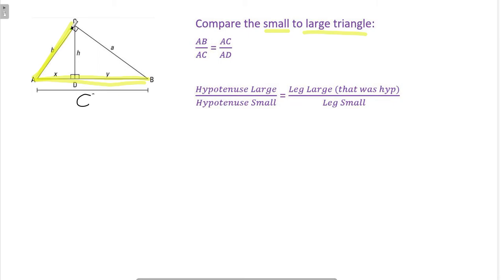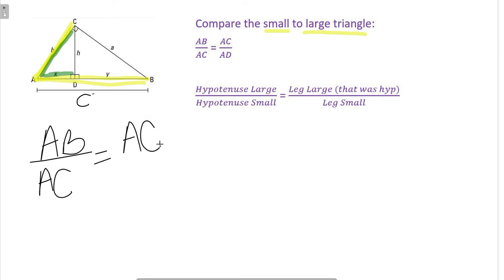Okay, so we have hypotenuse to hypotenuse. Now, the funny thing about AC, it is the hypotenuse of the smaller triangle, but it's also the leg of the large triangle. So let's look at that. That hypotenuse becomes the leg of the large triangle, so let's put that to the leg of the small triangle. Okay, and that's how we get that relationship. We get that relationship by saying AB, hypotenuse large, to hypotenuse small, is equal to that same hypotenuse that became leg of large to leg of small.